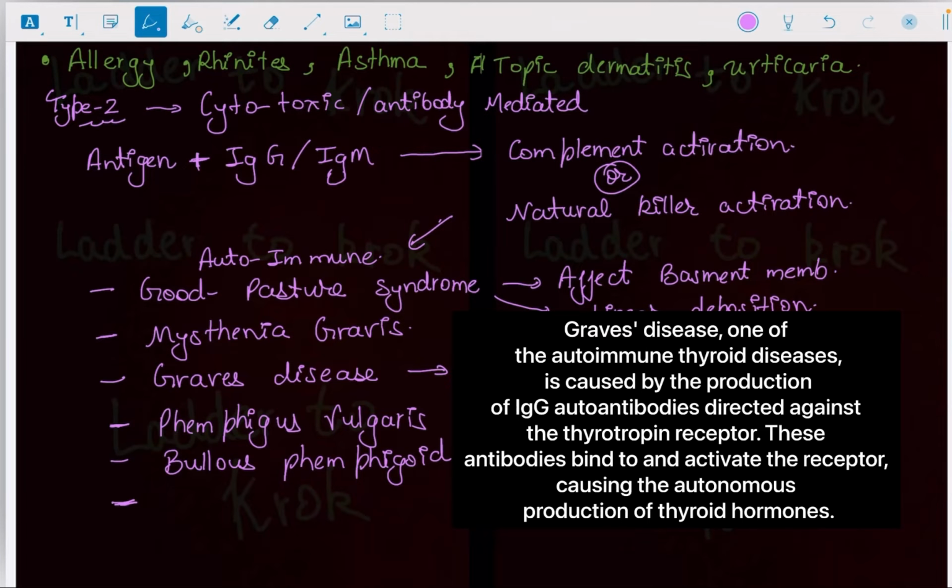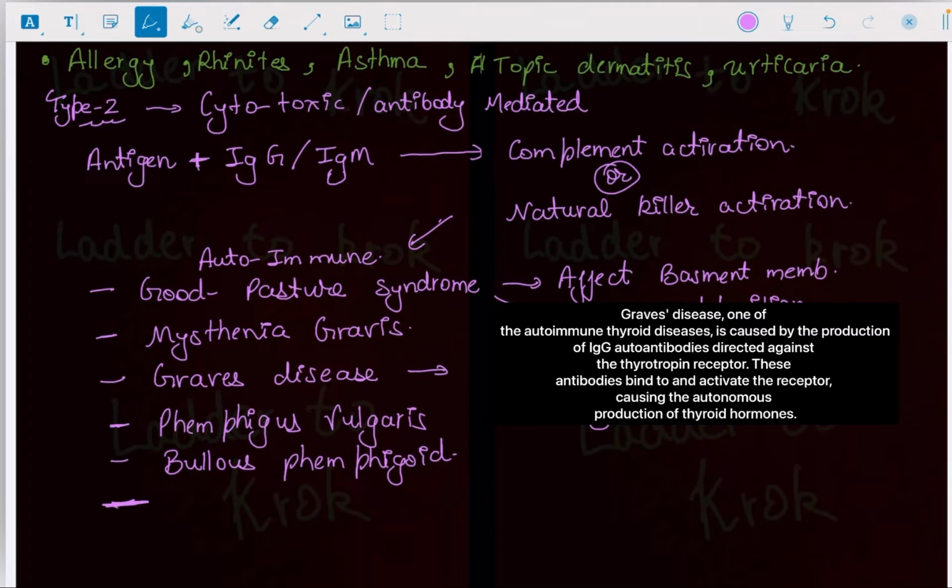Then there is something that is not autoimmune, but is also under this type 2 hypersensitivity. The example is whenever there is a wrong blood transfusion. Also in anemia, sometimes we can see this type 2 hypersensitivity reaction, like in hemolytic anemia. Obviously in wrong blood transfusion we will see this hemolytic anemia.